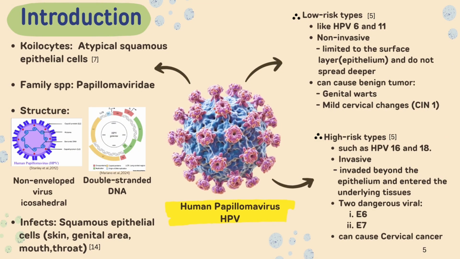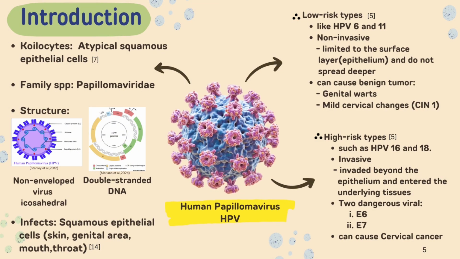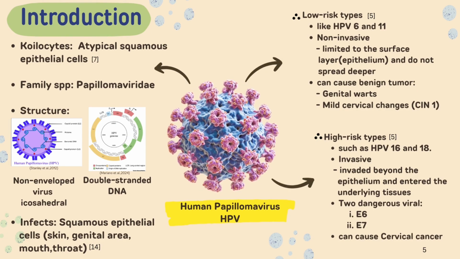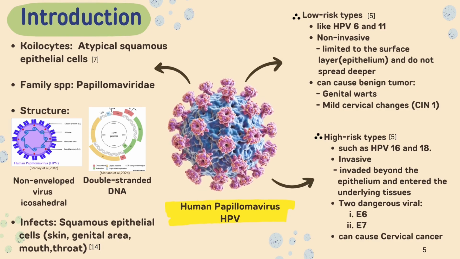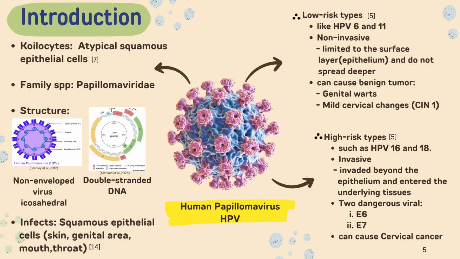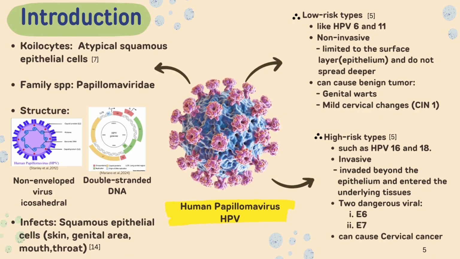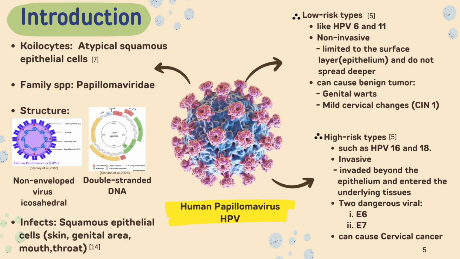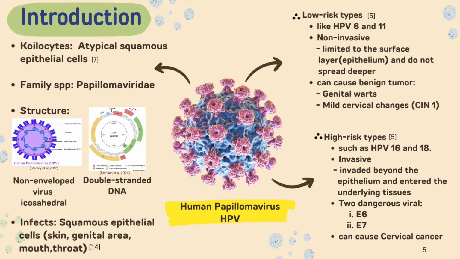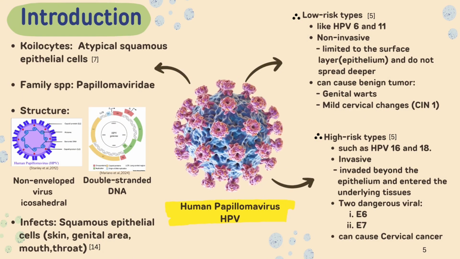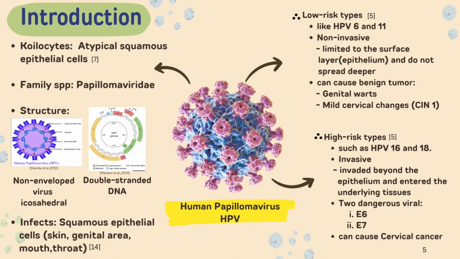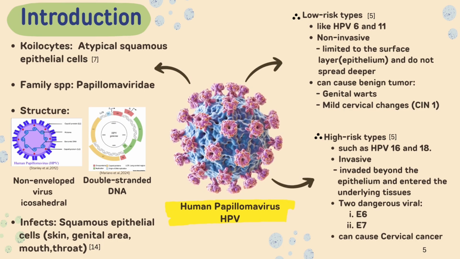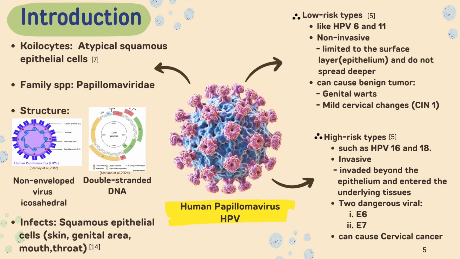High-risk HPV examples include HPV 16 and 18. These types are considered invasive, which means the infection can penetrate deeper beyond the epithelium into the underlying tissues. High-risk HPV produces two dangerous viral proteins, E6 and E7. E6 deactivates the tumor suppressor protein P53 and E7 inactivates RB, retinoblastoma protein, another tumor suppressor. This leads to uncontrolled cell growth and over time can result in cervical cancer.